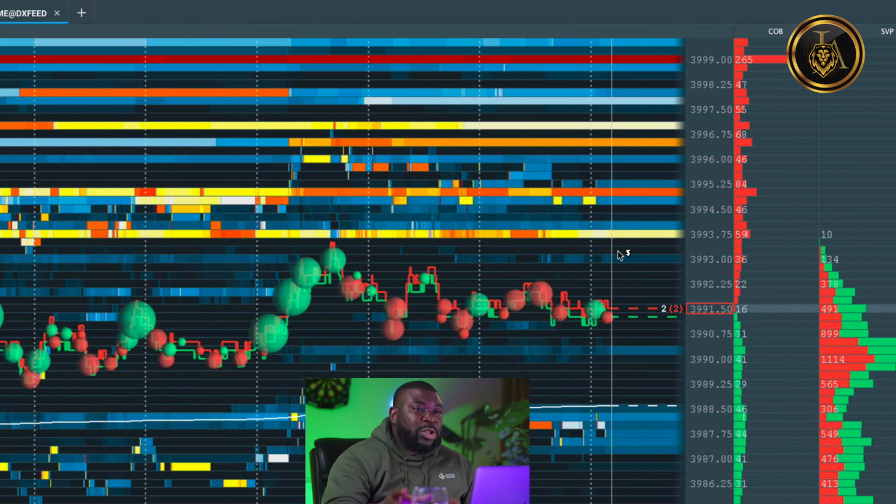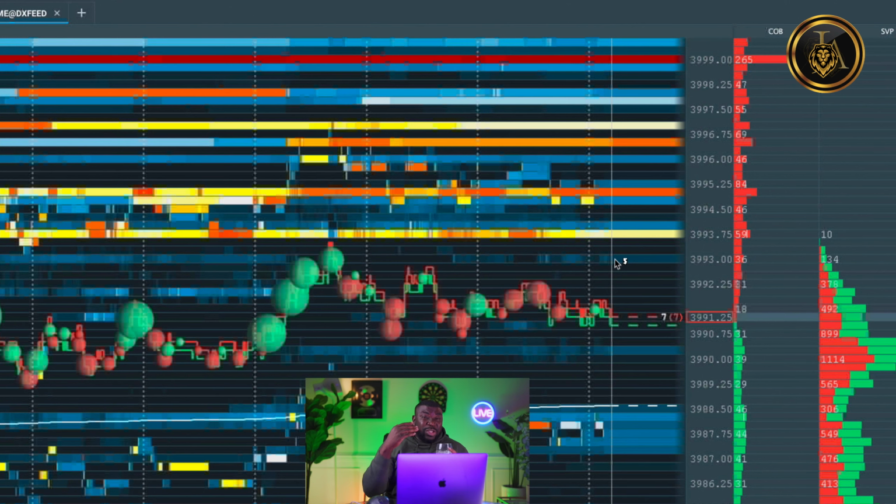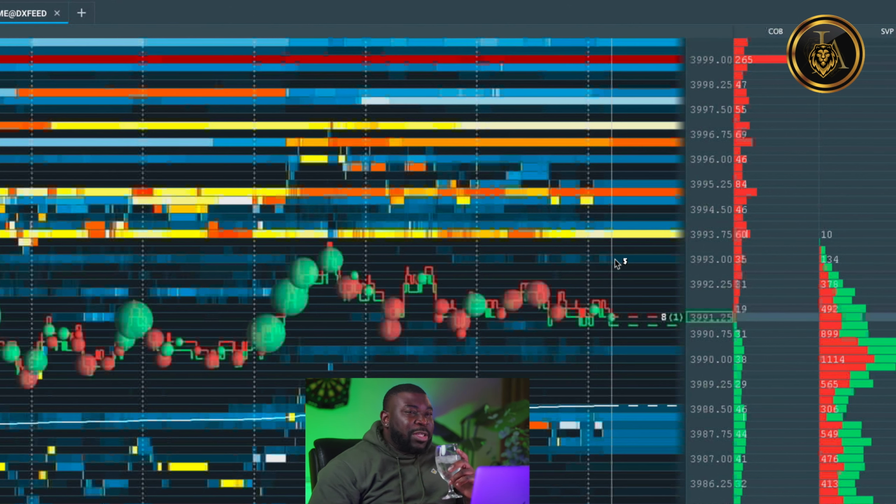It's a super ninja tool. Keep it quiet, hush hush. Most retail traders don't use it. I advise you to use it in your trading and use it to take you to the next level.